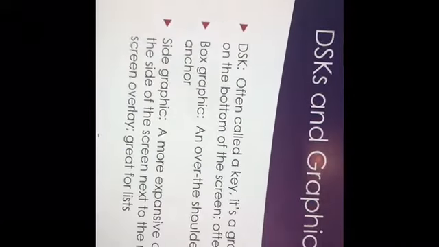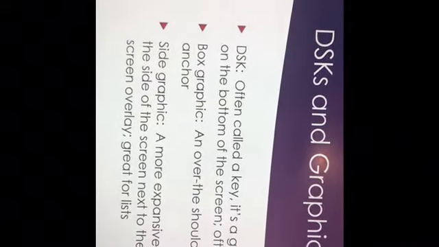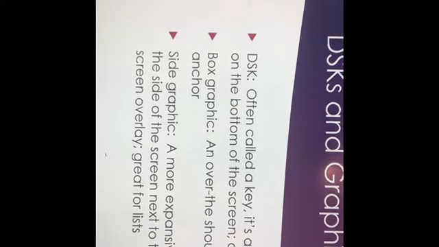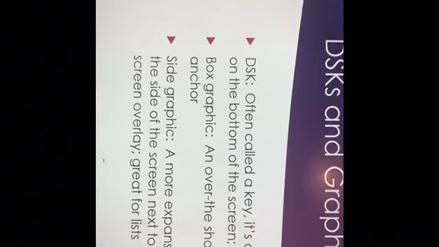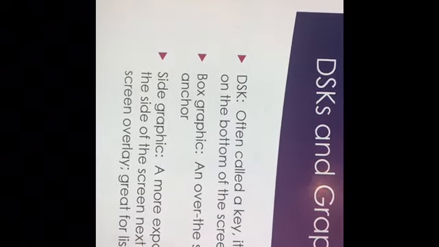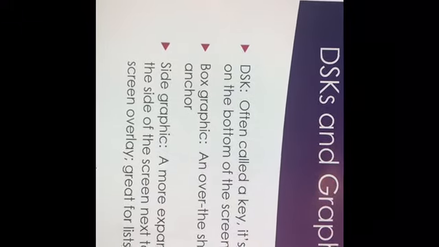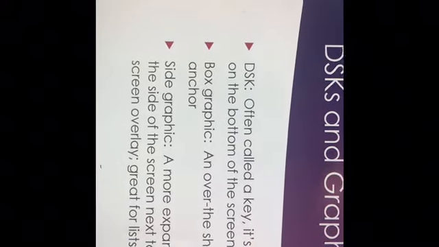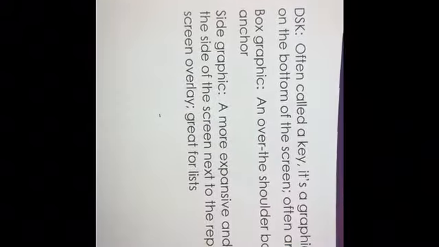So within each of these, what I want you to know is, what is a DSK? It's a graphic that's 2 lines long, and it's often an identifier that appears at the bottom of the screen. So if you see 2 lines at the bottom of the screen that say Sally Smith, News 5 anchor, that would be a DSK or a key.